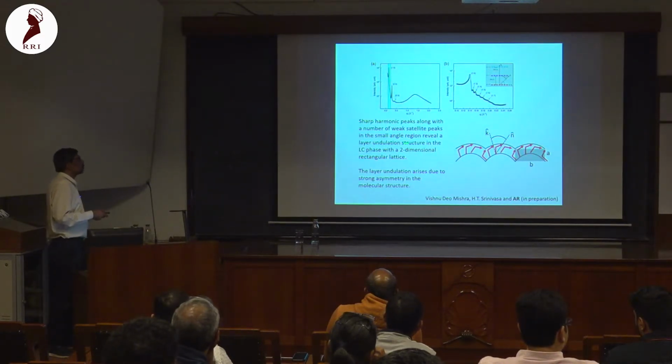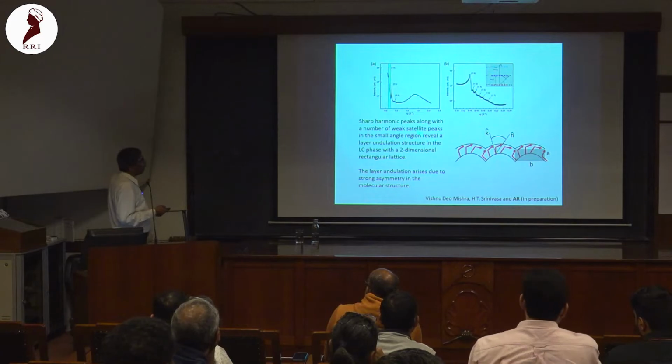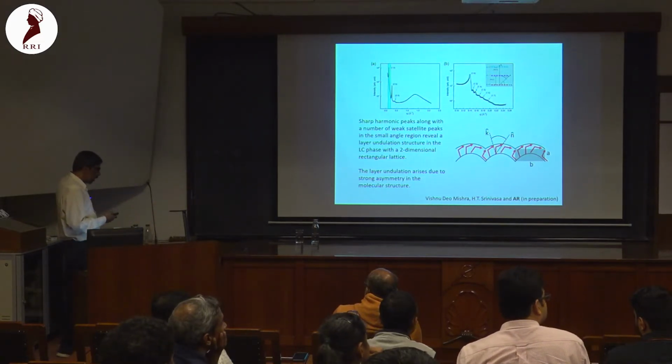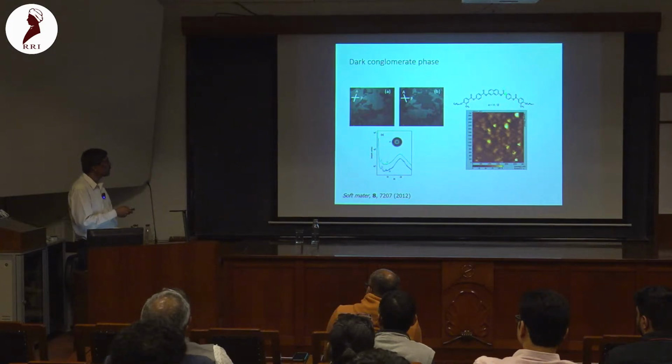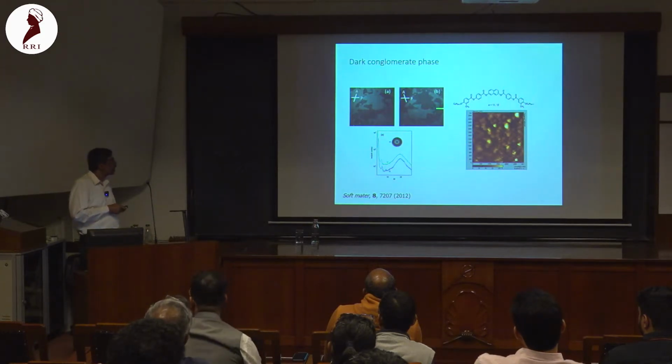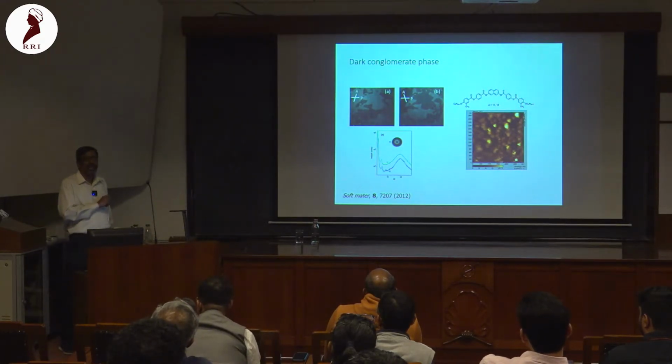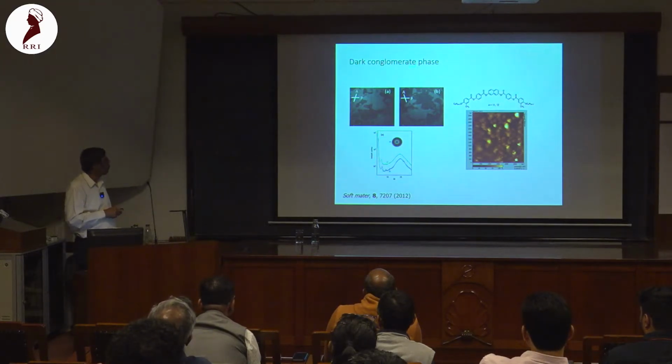Layer structure. So this is what we are thinking, and it is still going on. There are other molecules which we synthesized here. This is this molecule. When we studied this molecule, we see that it shows none of the textures of the other B phases, but it shows a texture like this. Between crossed polarizers, this phase appears extremely dark. That's why it's called the dark conglomerate phase.